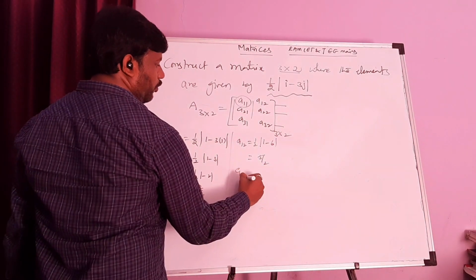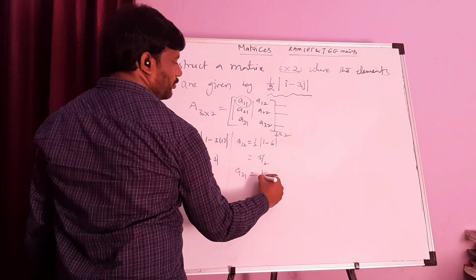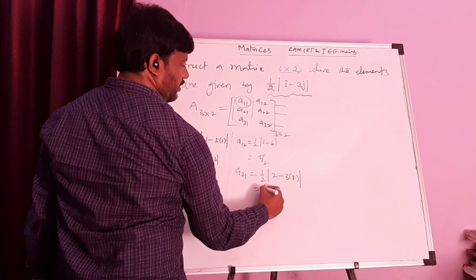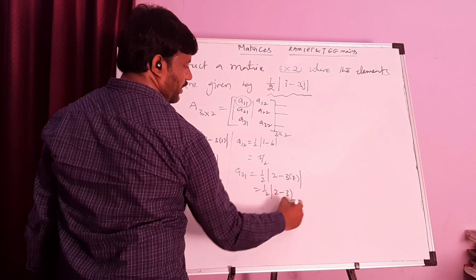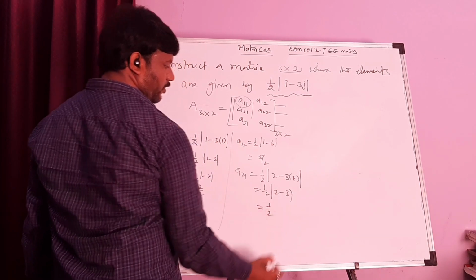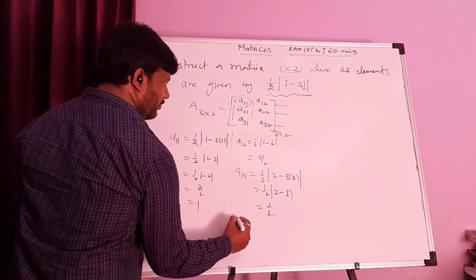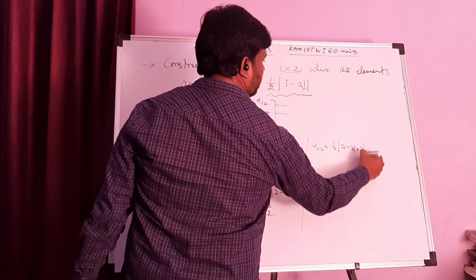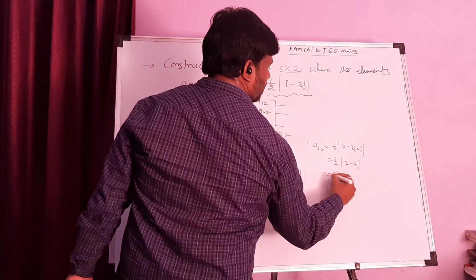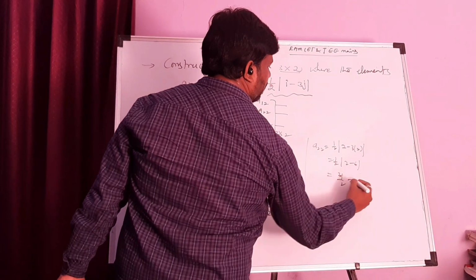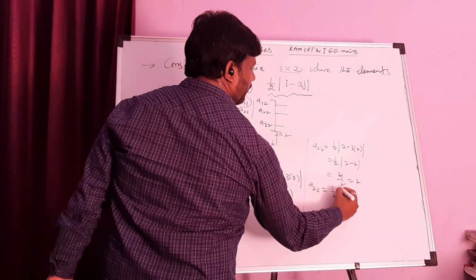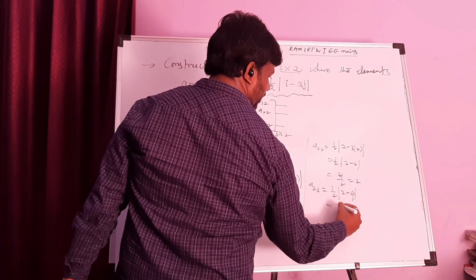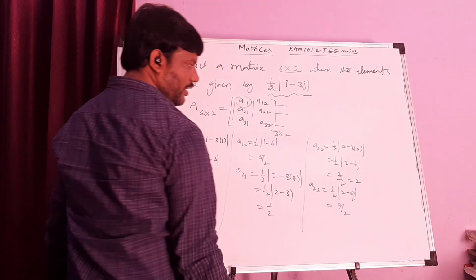Next I go for a21, the second row and first column element. Substituting i as 2 and j as 1, 2 minus 3 is minus 1, and because of absolute value it becomes plus 1 by 2. Now I calculate a22: (1/2)|2 minus 3(2)|, simplifying, I get 4 by 2, nothing but 2. Similarly a23 now: (1/2)|2 minus 3 times 3|, 3 times 3 is 9, so minus 7, 7 by 2.